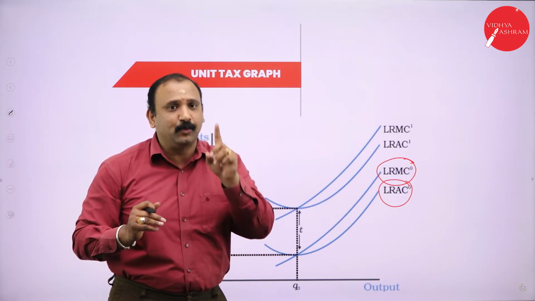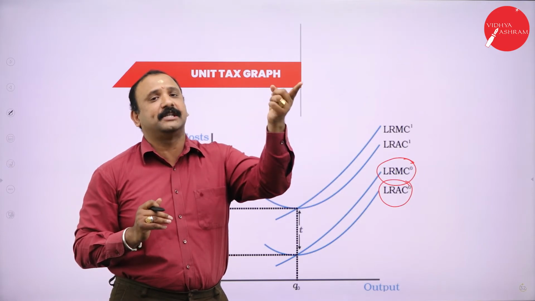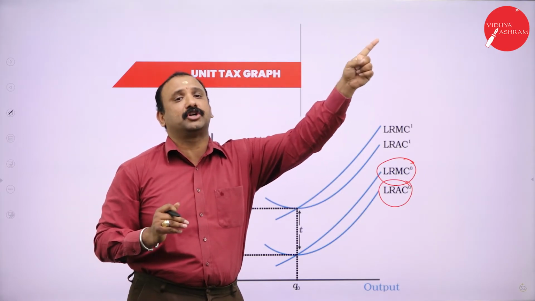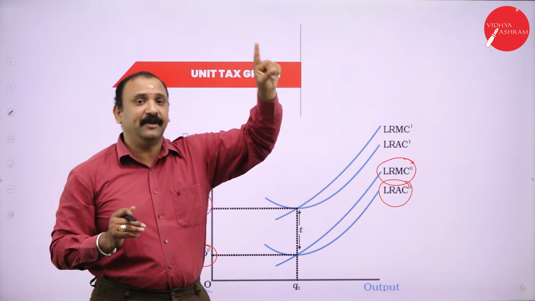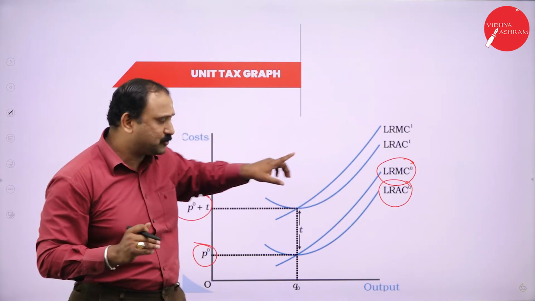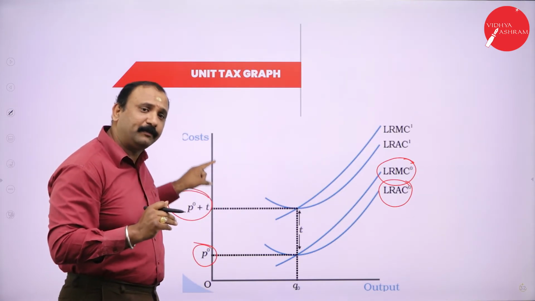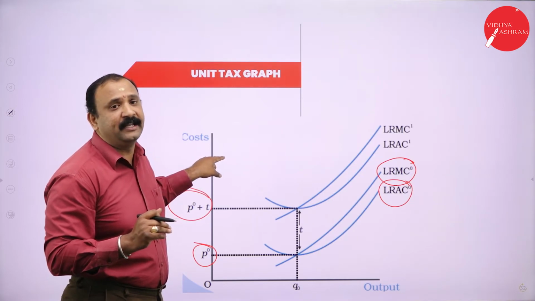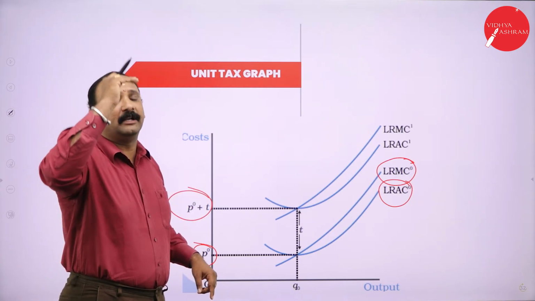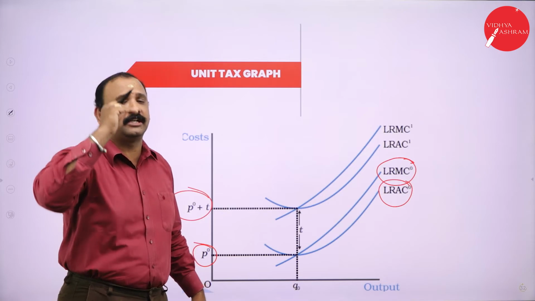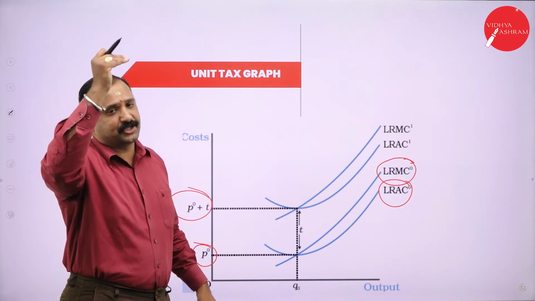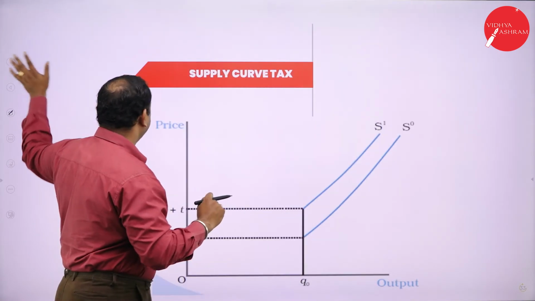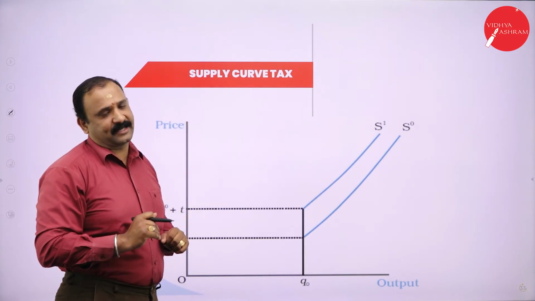The supplier will immediately try to increase the price because he has to match all the costs. Initially, when there is no tax, the prices would have been lesser. But the moment the tax factor starts coming in, the price will start going up. It will get added up to his marginal cost. It will get added up to his average cost. Moving forward, the supply curve tax.